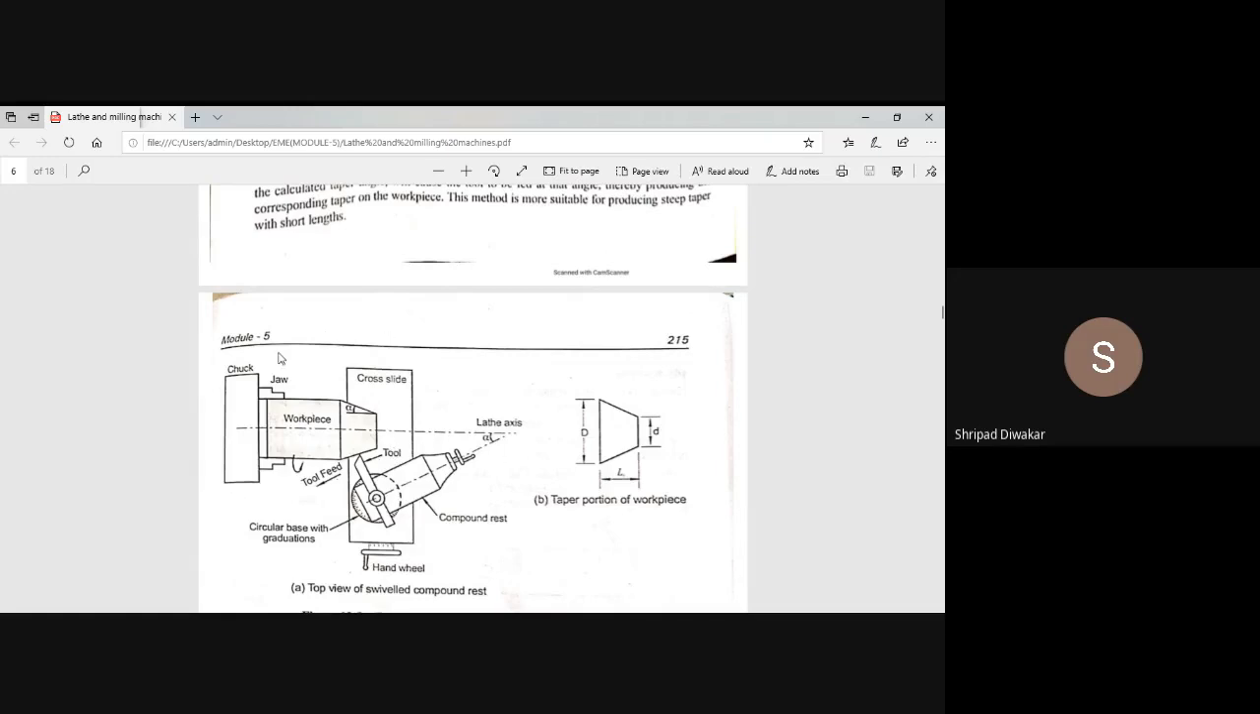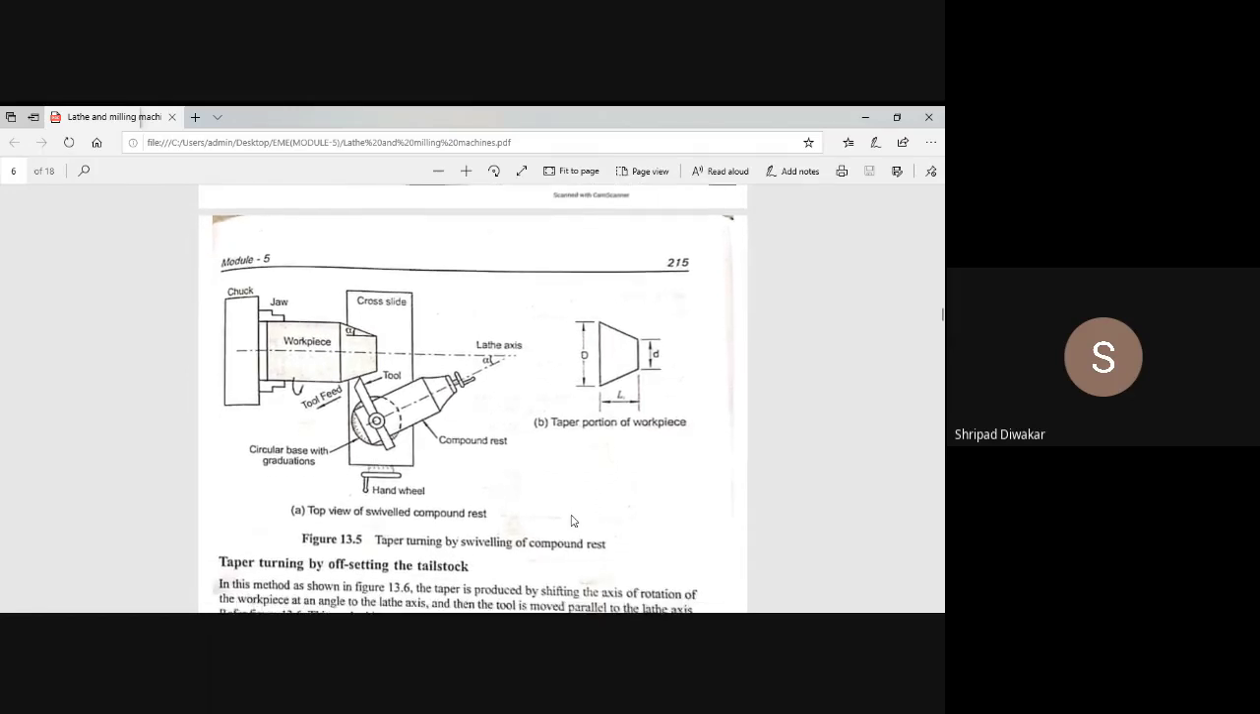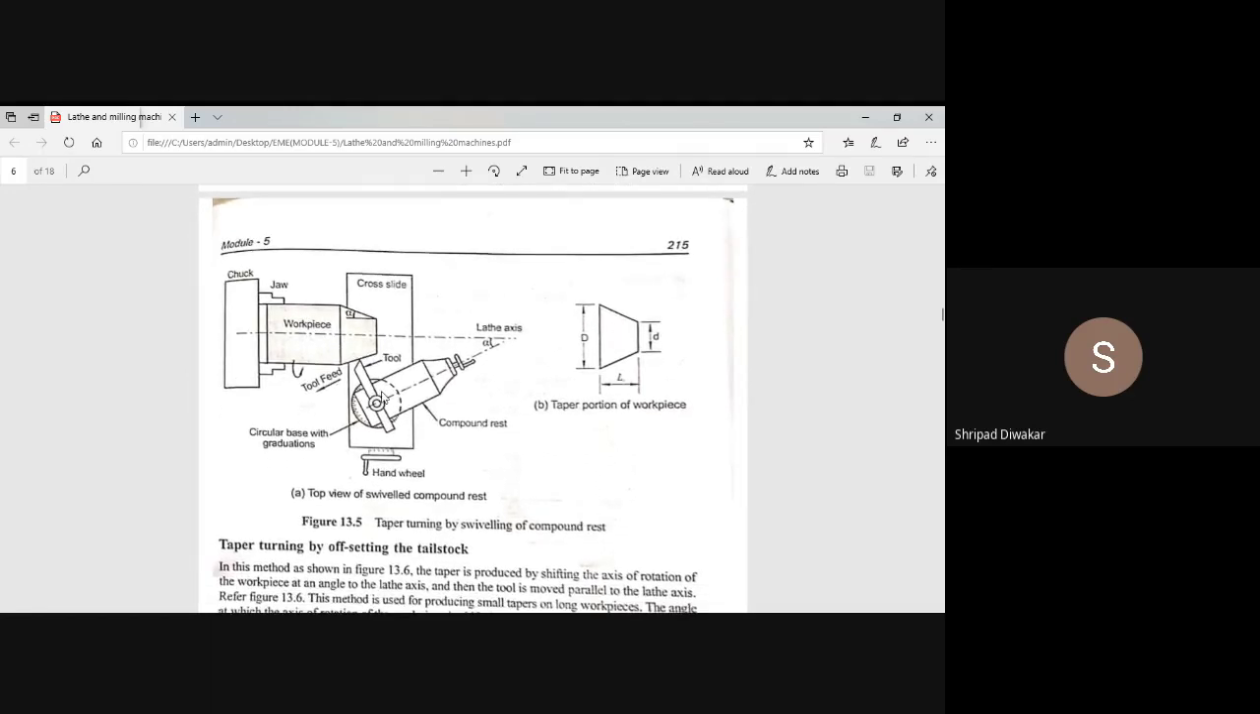First you see the diagram. You have to draw the diagram. This is the view of swiveling the compound rest. First you have to show the chuck. In the chuck, we have three jaws and we hold the workpiece in the jaws. So this is the taper turning operation, and this is the view of the taper portion of the workpiece after generation.